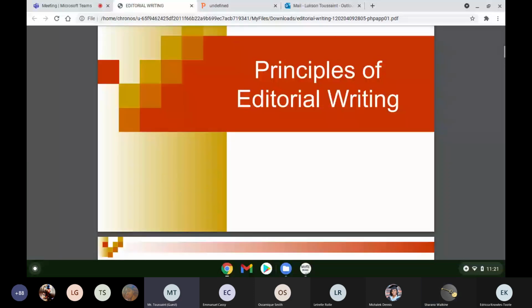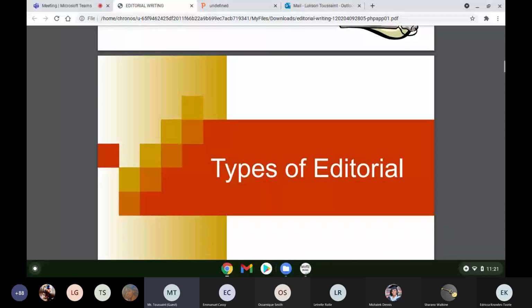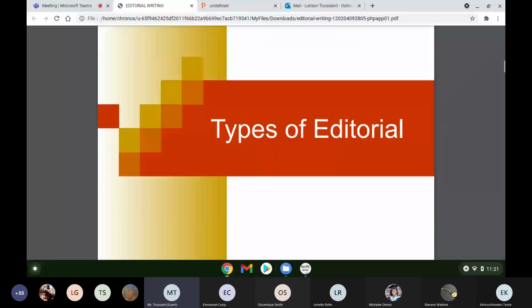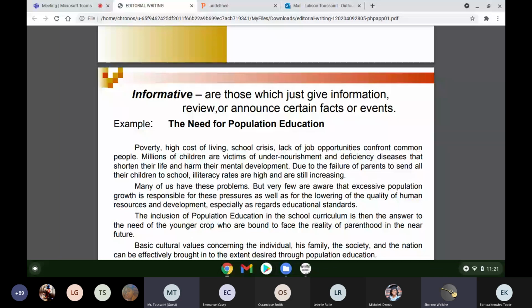Let me just move to where we'd like to be. Now, there are four general categories, all right, or types of editorials. Right here, we will be looking at a couple examples of these various types. All right, so we know that editorials can be informative, and informative are those which just give information, review, or announce certain facts or events. So an example of this we see is here.